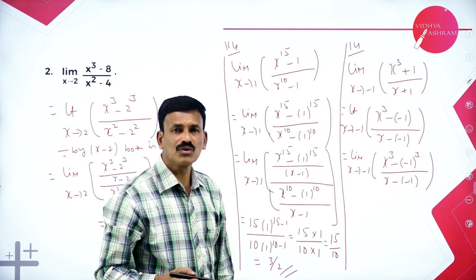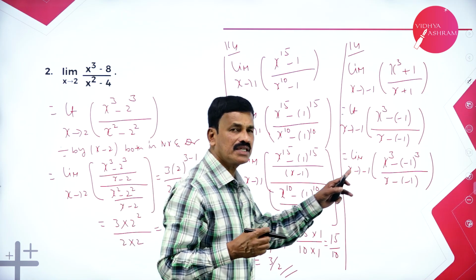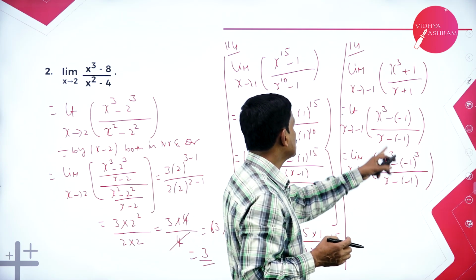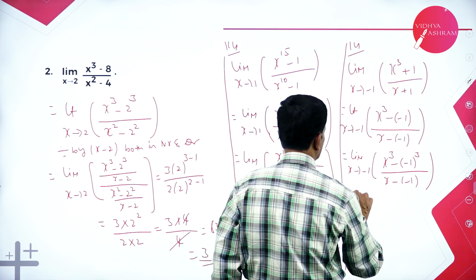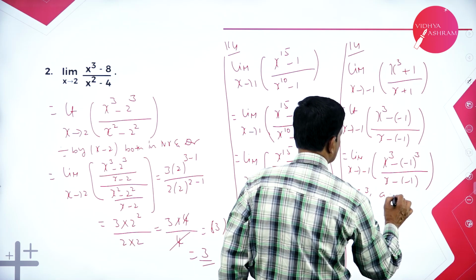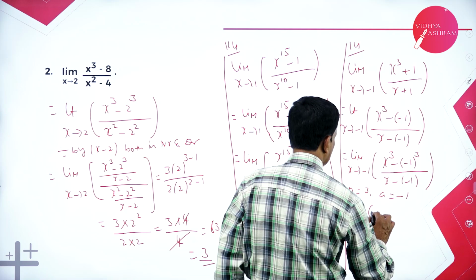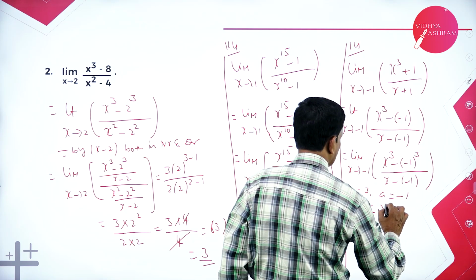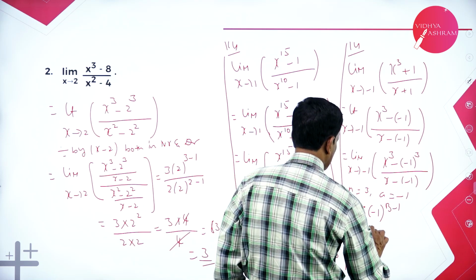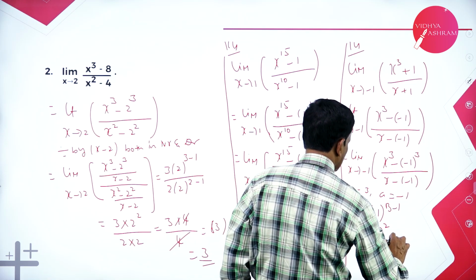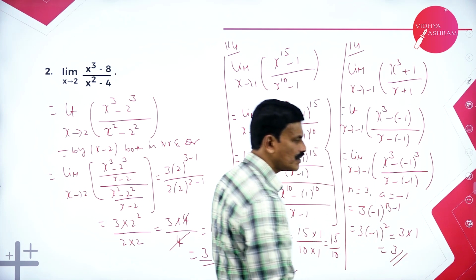What is minus 1 whole cube? Minus into minus into minus, it is minus itself. So if you observe carefully, minus into minus is plus. So what is n here? n is equal to 3 and a is equal to minus 1. n a to the power of n minus 1: n is 3 into minus 1 to the power of 3 minus 1. 3 into minus 1 whole square. Minus 1 whole square is 1. That's equal to 3. The simplified answer is 3.